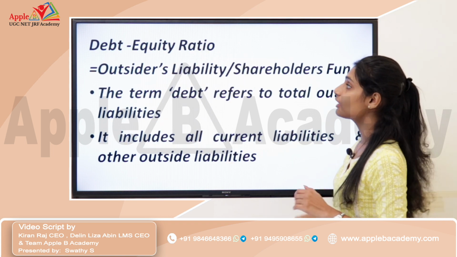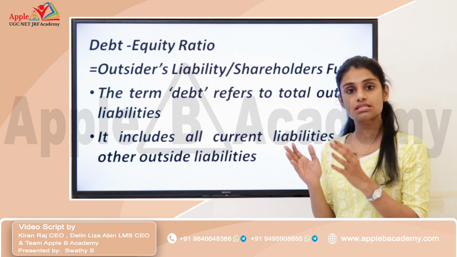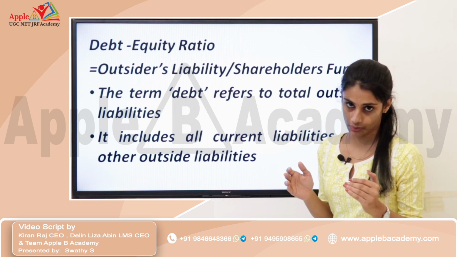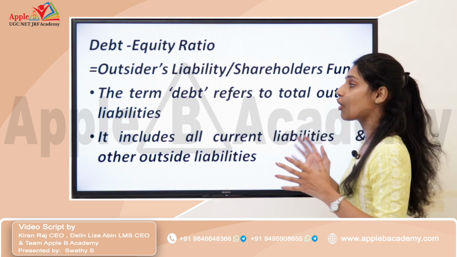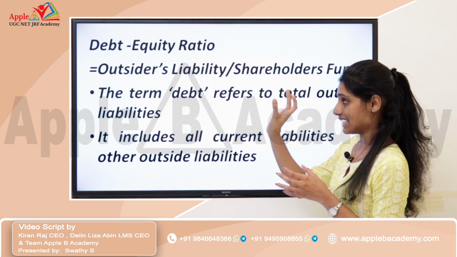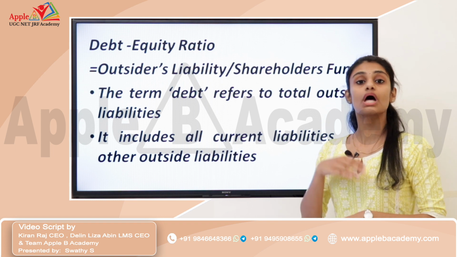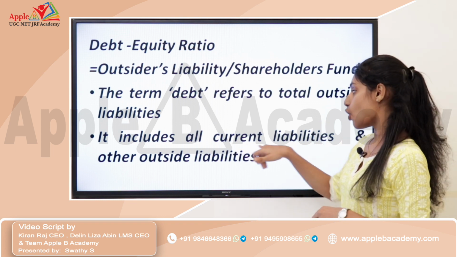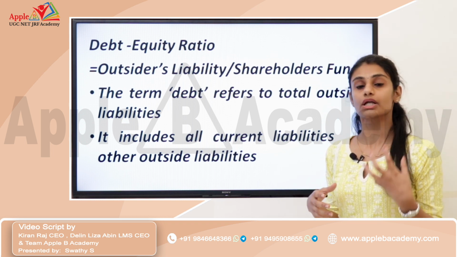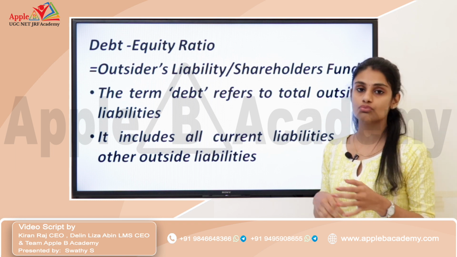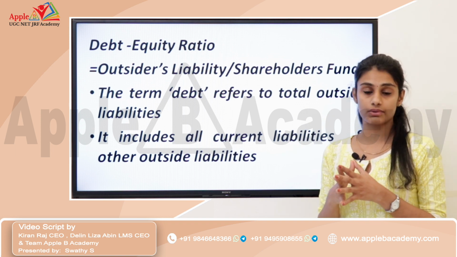Here you can calculate this with the equation outsiders' liabilities divided by shareholders' funds. Simply, debt equity ratio is equal to debt divided by equity. Debt means the outsiders' liabilities and equity means the shareholders' funds. While considering the term debt, it includes all the liabilities that we need to pay to the outsiders of the company. So it also includes current liabilities; not only non-current liabilities but also current liabilities like creditors are included in the outsiders' liabilities for the calculation of the debt equity ratio.